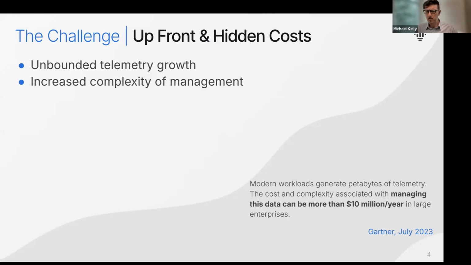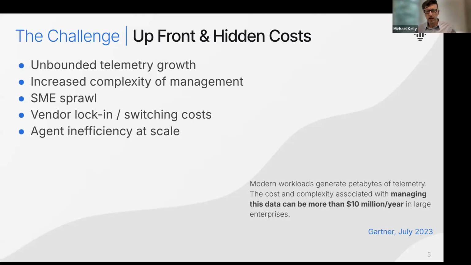And this was over a year ago now, and I believe it's gone up since then, but just looking at modern workloads. So if you're looking at Kubernetes and others, they're generating petabytes of telemetry. And Gartner estimates that just the management component of that for a very large enterprise can be over 10 million per year. So that's managing all of the agents and the telemetry that you're dealing with, the costs associated with running those. That by itself can get incredibly expensive.